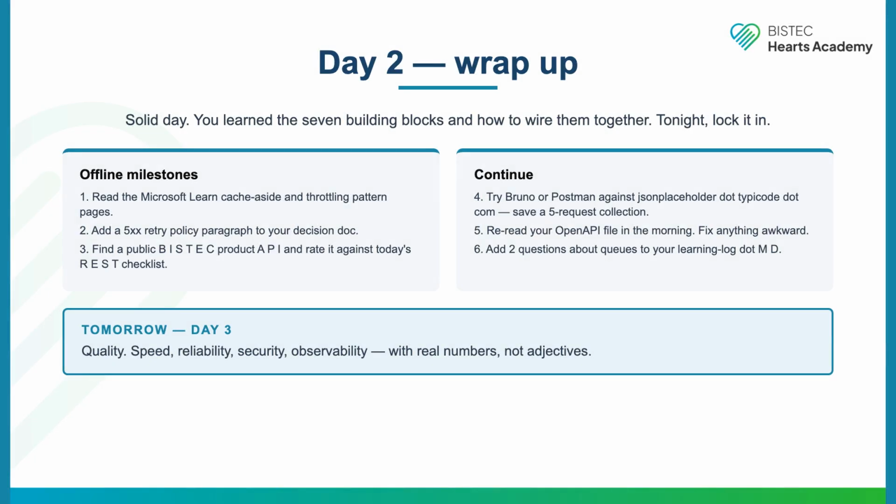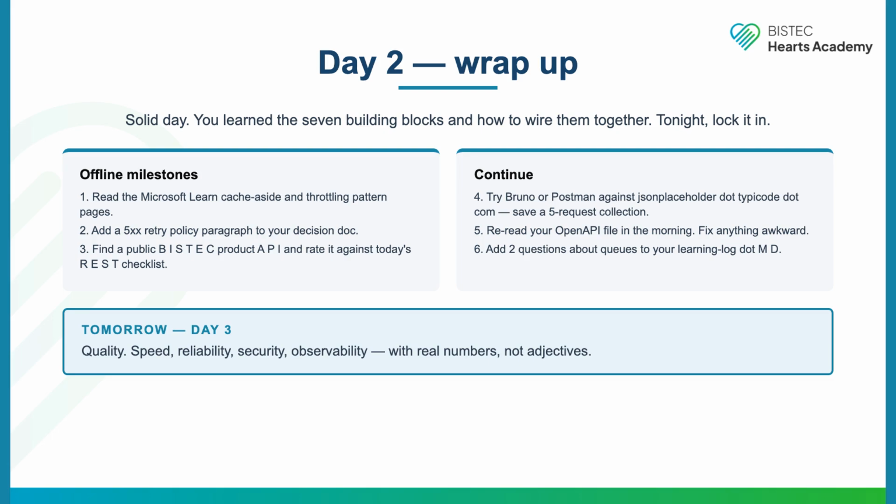Solid day. You learned the 7 building blocks. You learned REST conventions, status codes, pagination, idempotency. You learned cache-aside, async queues, and statelessness. Tonight, 6 things to lock it in. 1. Read the Microsoft Learn pages on the cache-aside pattern and on throttling. 2. Add a paragraph to your decision doc about retry policy on 5xx errors. 3. Find a public BISTEC product API and rate it against today's REST checklist.